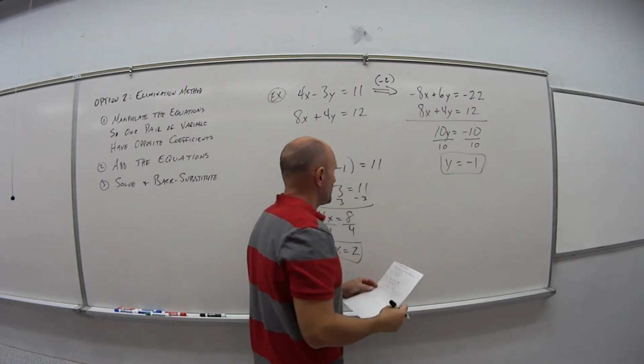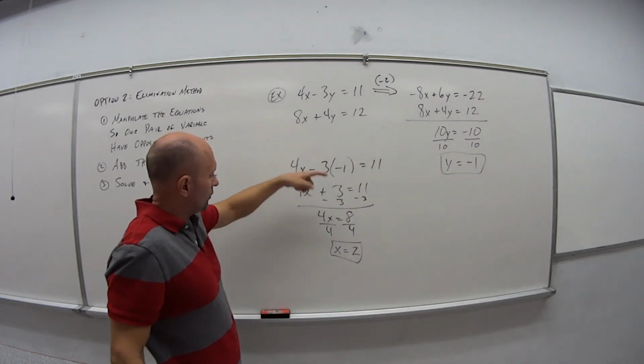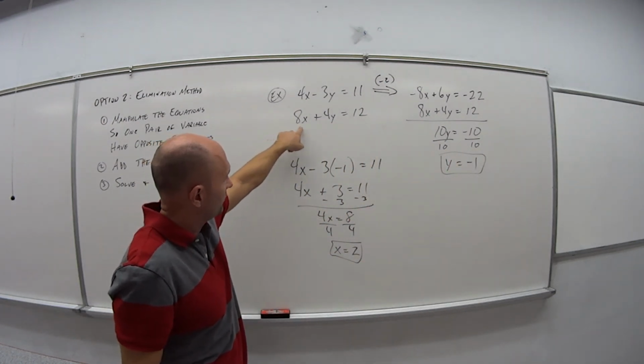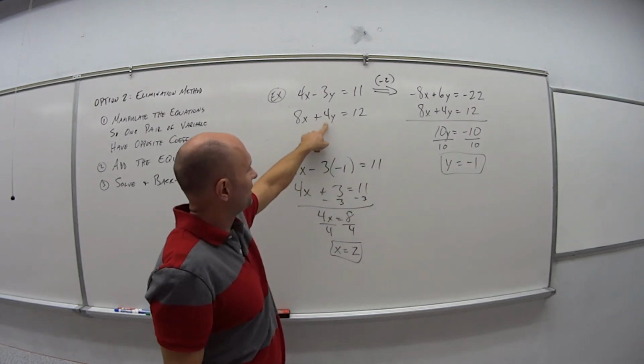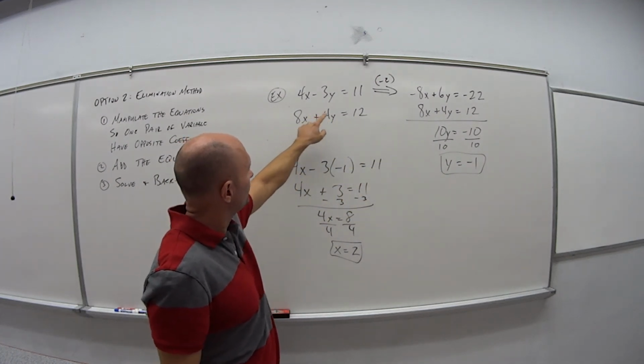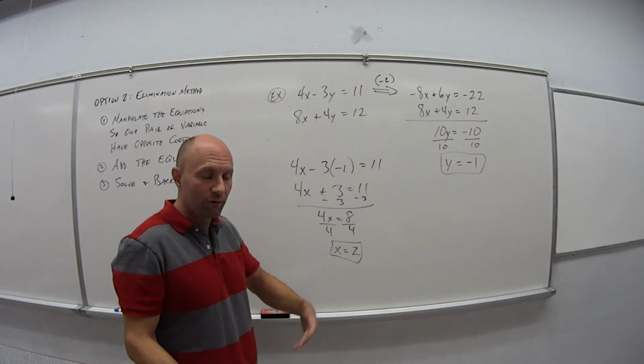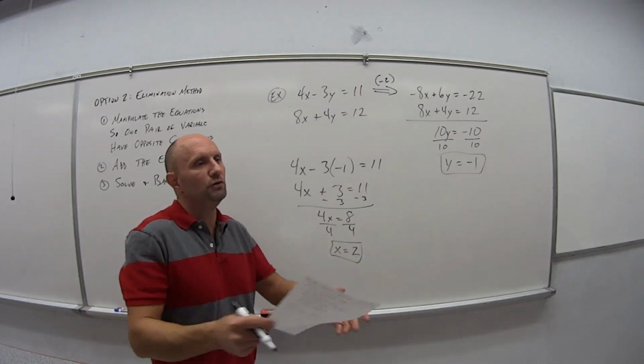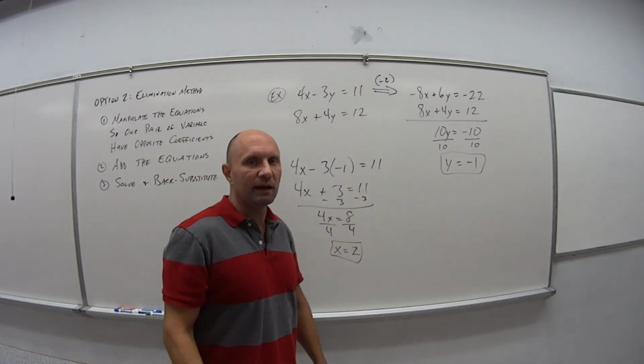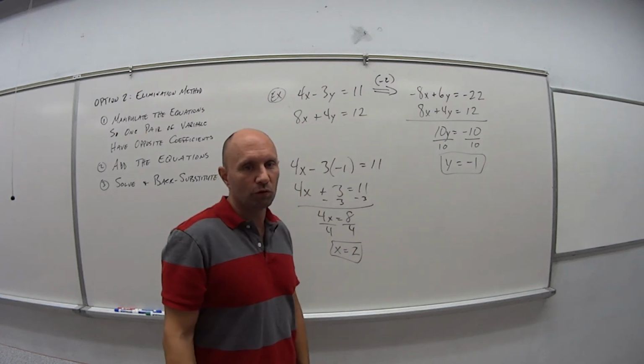And again, you can check your answer if you want. Plug it into the other equation. 8 times 2 is 16. 4 times -1 is -4. 16 minus 4 is 12. So you can be 100% sure when you turn in that exam, you have the right answer because it worked. The numbers worked in your equation.